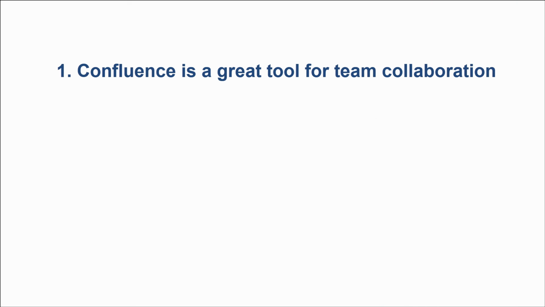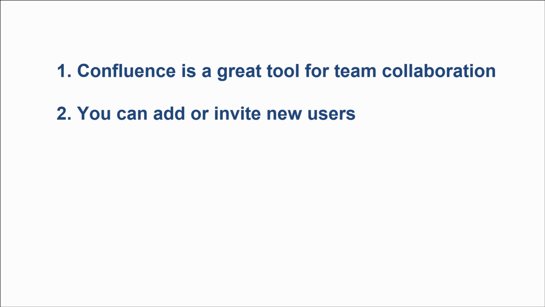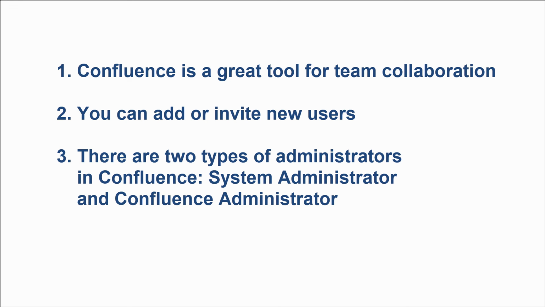At the end of our lesson, let's sum up all the new information. Confluence is a great tool for team collaboration. It helps you to organize your company's work all in one place. You can add new users manually or invite them. There are two types of administrators in Confluence: System Administrator and Confluence Administrator. System Administrator has the complete control of all administrative functions. Confluence Administrator is not allowed to perform operations that may compromise system security.